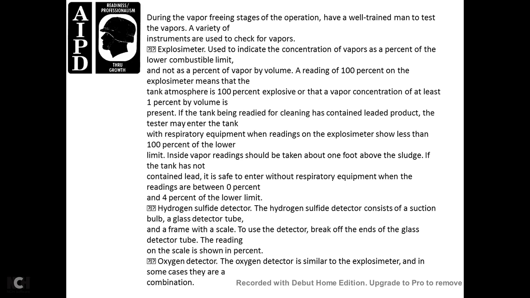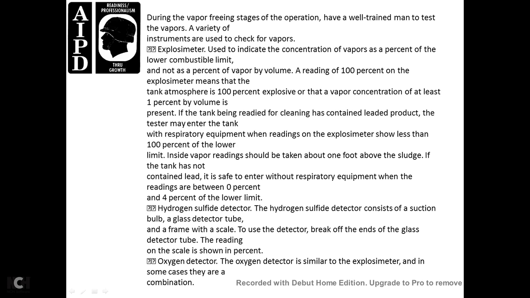A reading of 100% on the explosive meter means that the tank atmosphere is at 100% of the lower explosive limit, with vapor concentration of at least 1% of the volume present. If the tank being readied for cleaning has contained leaded product, then the tester may enter the tank with respiratory equipment. Readings of an explosive meter showing less than 100% of the lower limit should be taken 1 foot above the sludge.